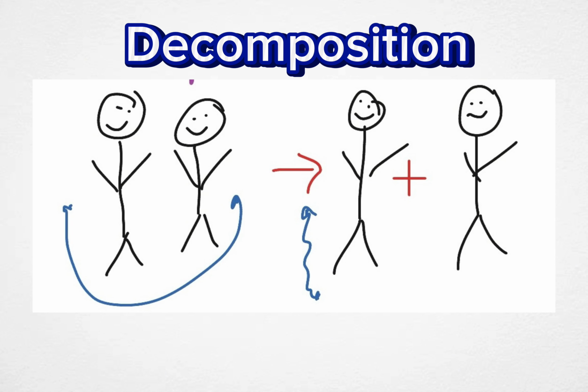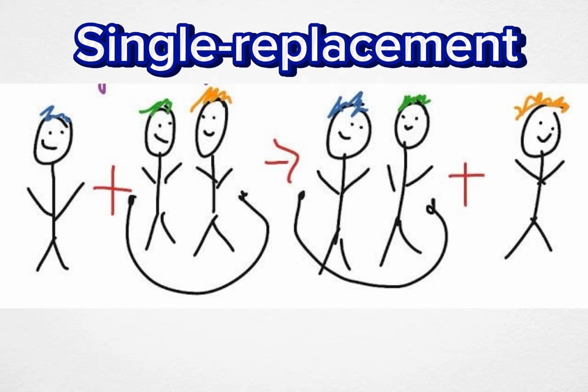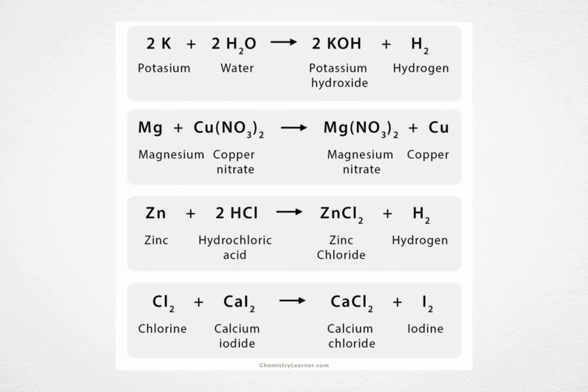Second type of chemical reaction is decomposition, and decomposition is a reaction in which one compound breaks down and forms two or more substances. And here are some examples of decomposition reactions. The third type of chemical reaction is single replacement, and single replacement is a reaction in which one element replaces another element in a compound. And here are some common examples of single replacement.